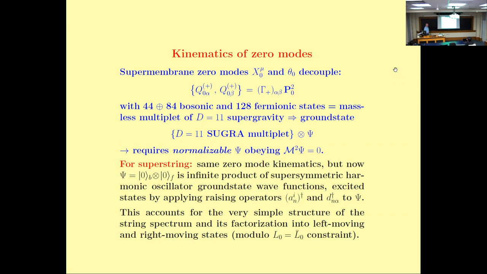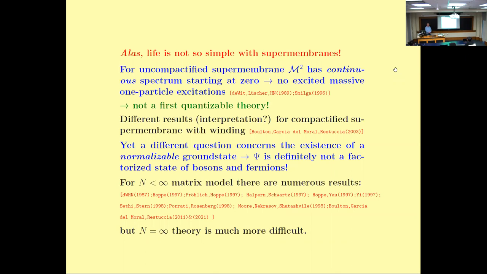Well, life is not so simple with the supermembrane, because what was shown also 25 years ago is that the mass operator has a continuous spectrum for the supermembrane. When we derived this result, we thought that was the coup de grace for the supermembrane, because it would mean that the theory would be very unstable. There's no gap between the massless states and the first excited state. But you should interpret this result in a different way.